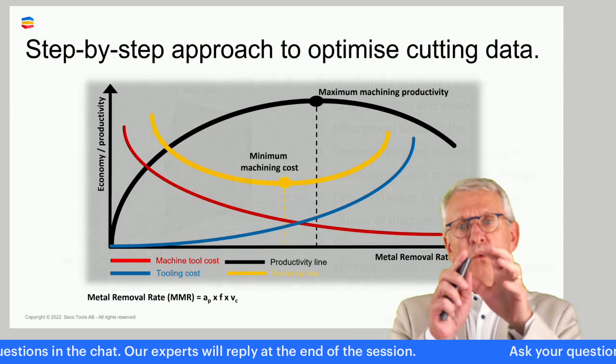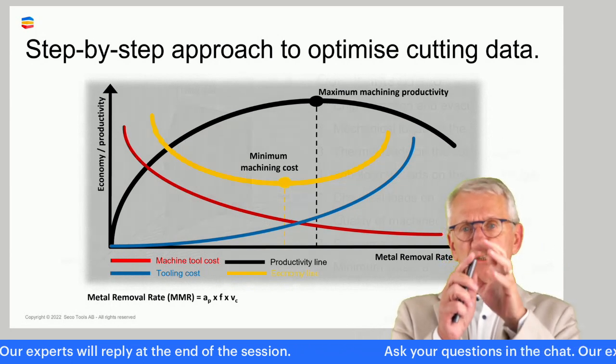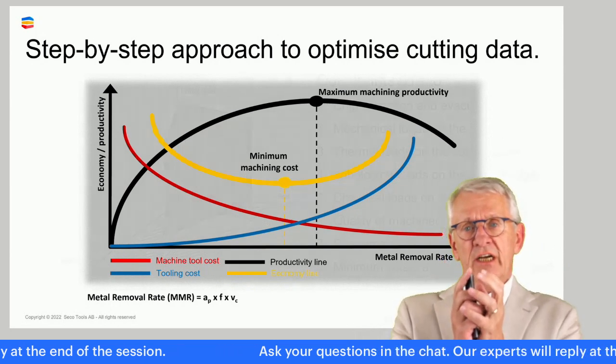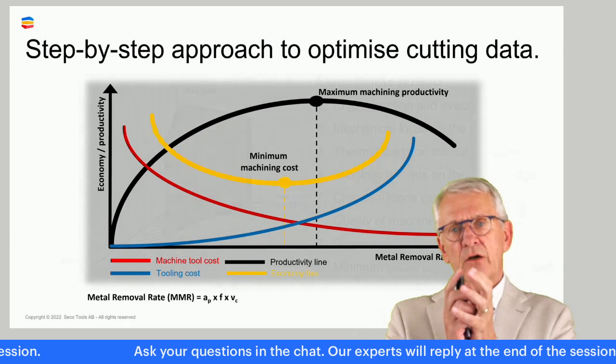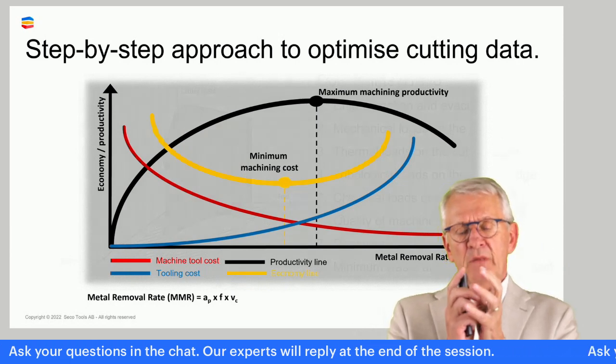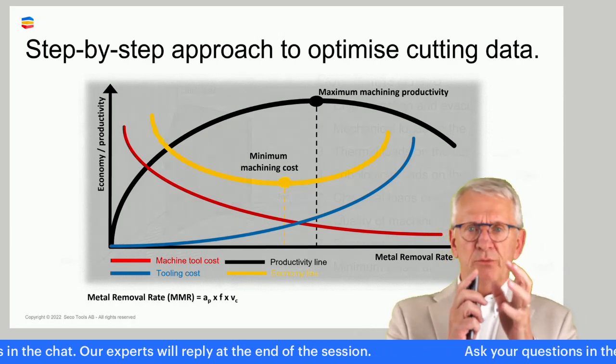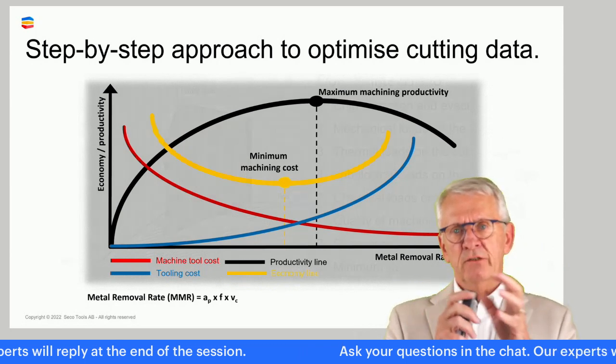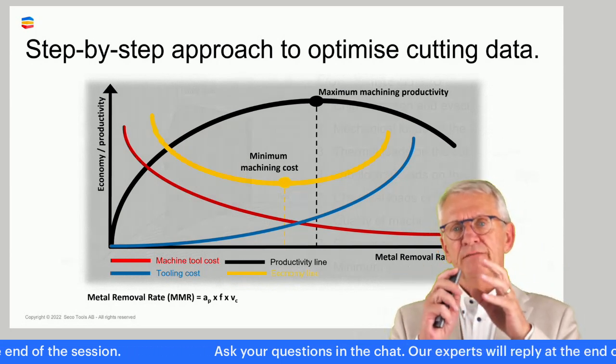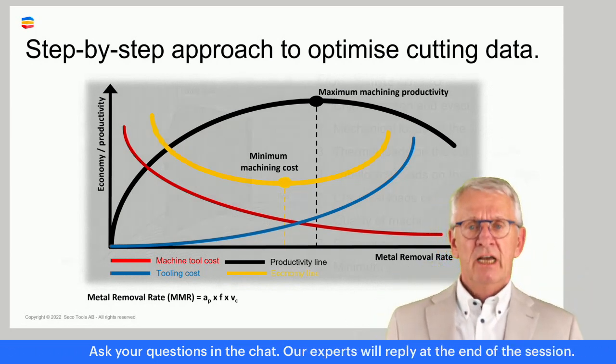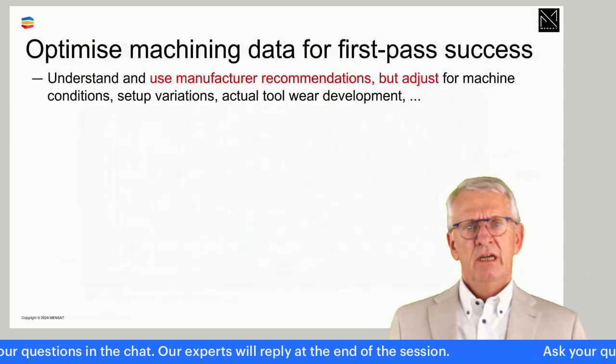Within your window of application, your window of opportunities, the next thing to consider is the economical side. How do I manage to have the best possible combination of cost factors and productivity factors and delivery time and so on and so forth? That's the economical side to it.